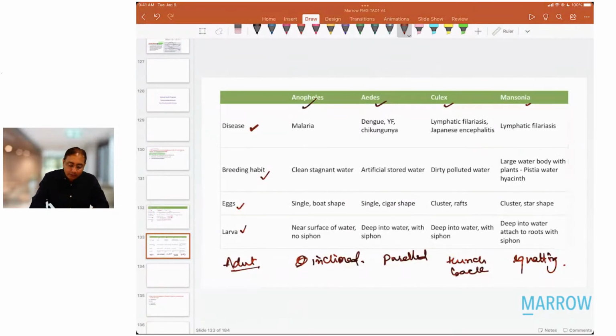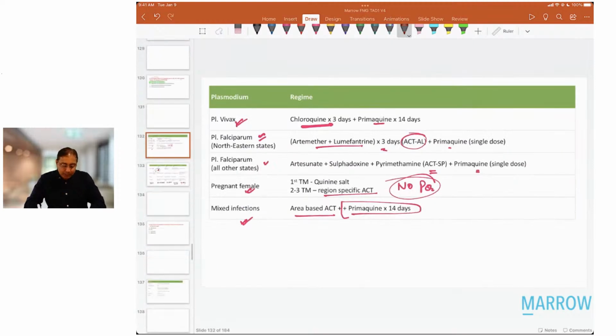Malaria is again a 3 to 4 star MCQ topic. Very frequently you get this question in your exam. Malaria, mosquitoes. So make sure you get this right.